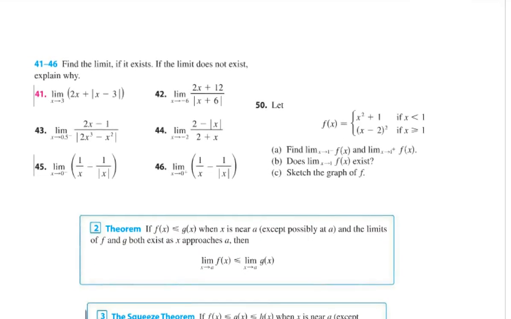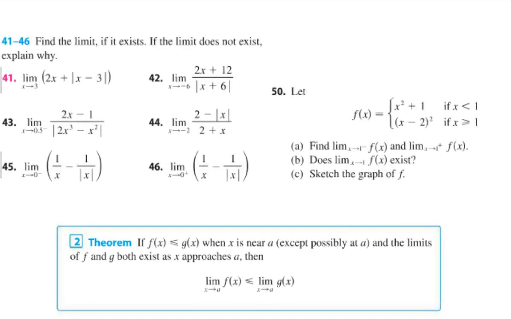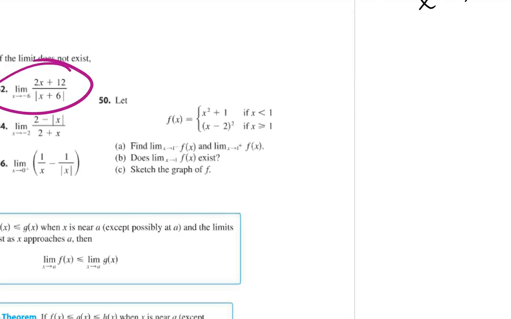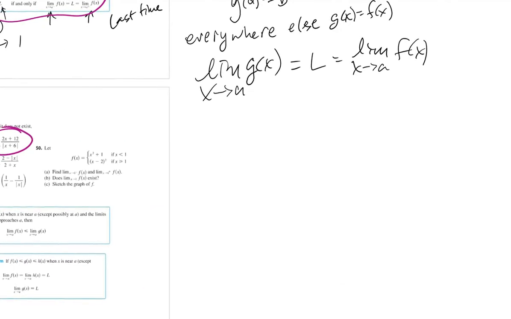See all these absolute value functions in here? You're going to want to understand how to deal with them, okay? The hard part is knowing how to use the algebraic definition here very carefully. So let me start with one that's just a little easier. Let me start with 42. 2x plus 12, x plus 6.